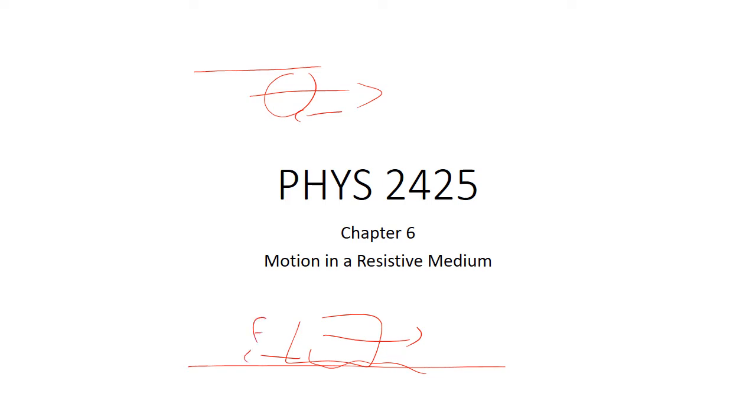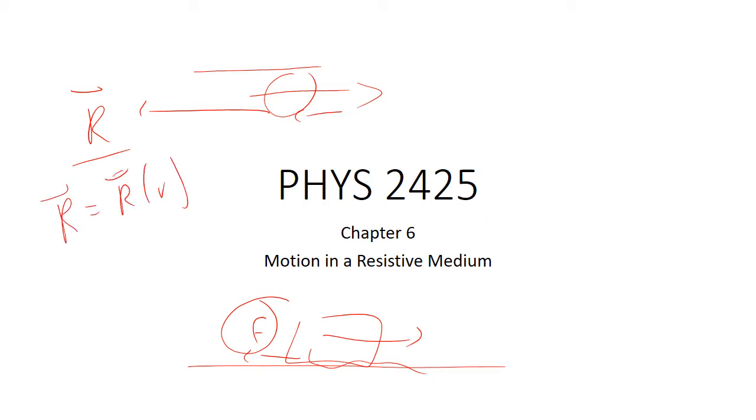You know, we have an object sliding along a rough surface and there's friction. Well, in this case, the resistive force R in a medium is actually not constant. Friction is going to be constant, but the motion in a resistive medium may not be constant. In fact, R could be some function of velocity, meaning the faster you go, the more the resistance. So this would be, for example, air resistance or viscosity or something like that.